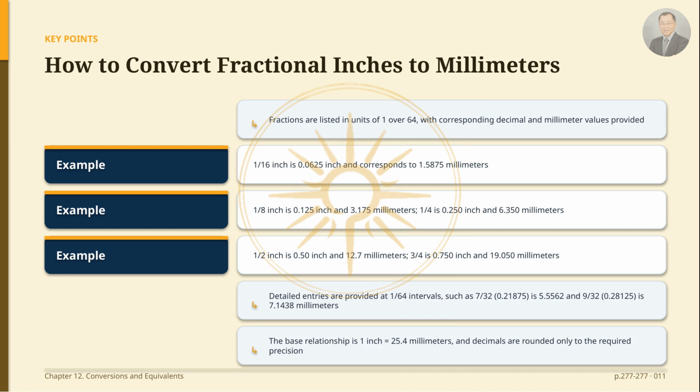All values are listed very densely at 1/64 inch intervals, so when designing or machining, please find the required fractional value first, and then check the corresponding decimal and millimeter values. For actual application, we recommend rounding the decimal points appropriately to match your work precision.